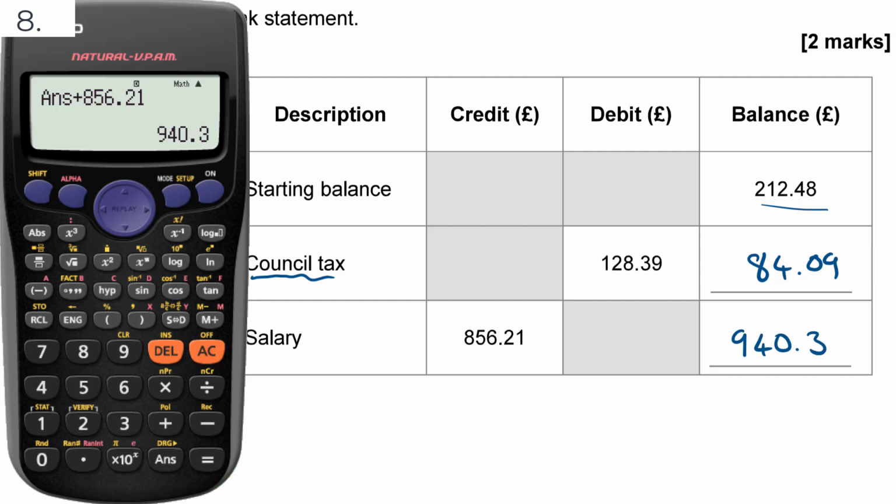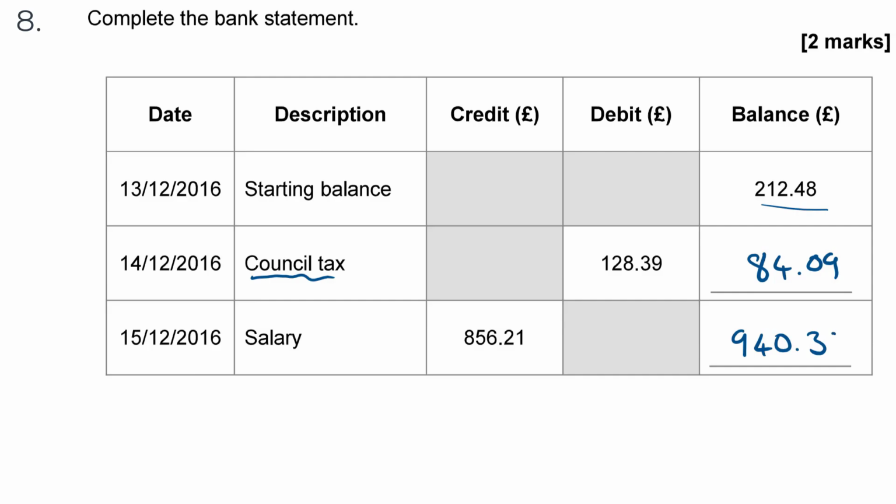Now remember, with pounds and pence, we always write those to 2 decimal places because it is pounds and pence. Okay, so the answer is 940.30 and not 940.3. You will get marked down in these sorts of questions if you don't put that extra 0 on.